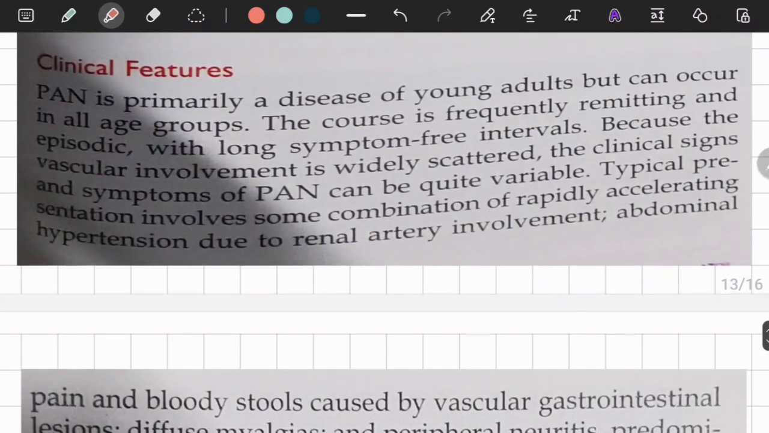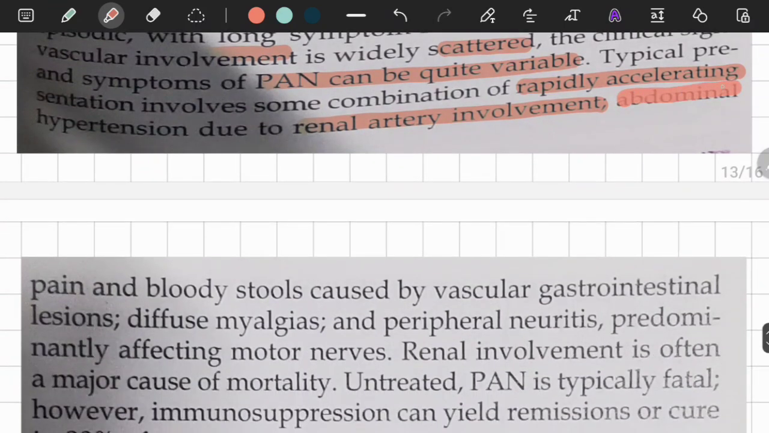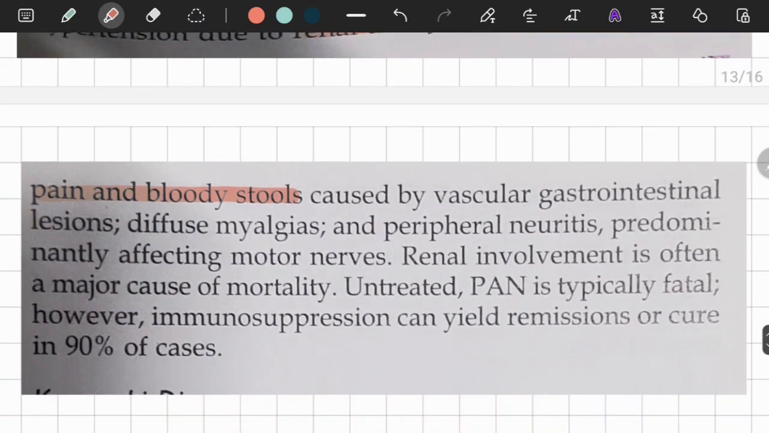Now, talking about the clinical features, PAN is primarily a disease of young adults but can occur in all age groups. The course is frequently remitting and episodic with long symptom-free intervals. Because the vascular involvement is widely scattered, the clinical signs and symptoms of PAN can be quite variable. Typical presentations involve some combination of rapidly accelerating hypertension due to renal artery involvement, abdominal pain and bloody stools caused by vascular gastrointestinal lesions, diffuse myalgias, and peripheral neuritis, predominantly affecting the motor nerves.